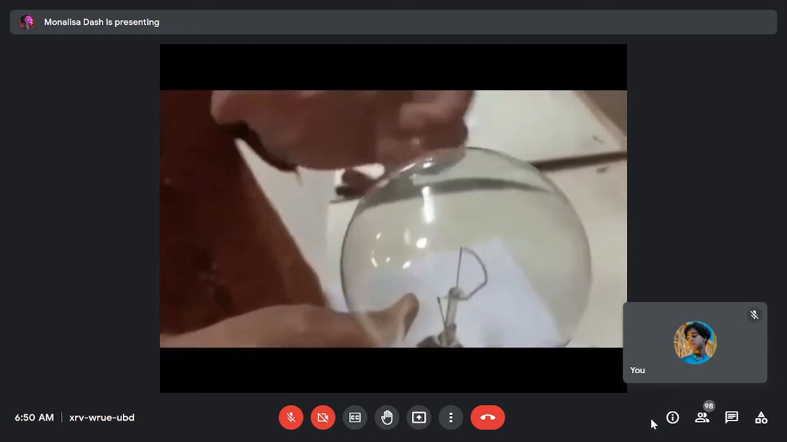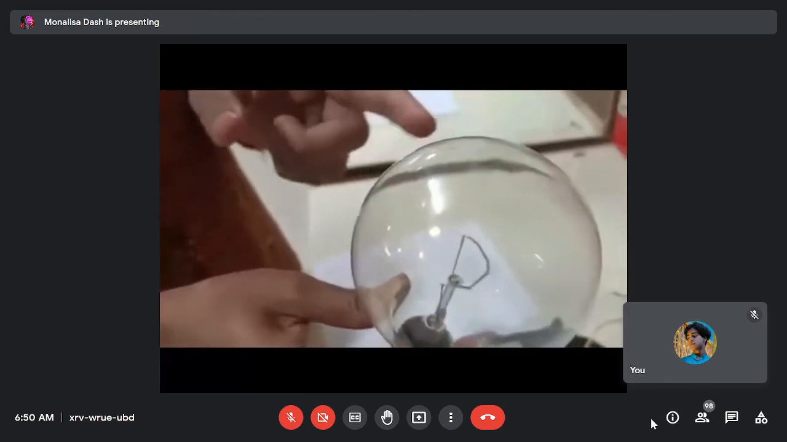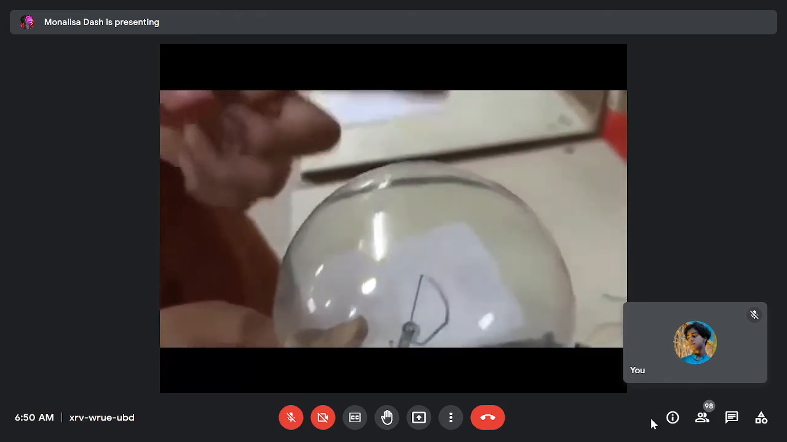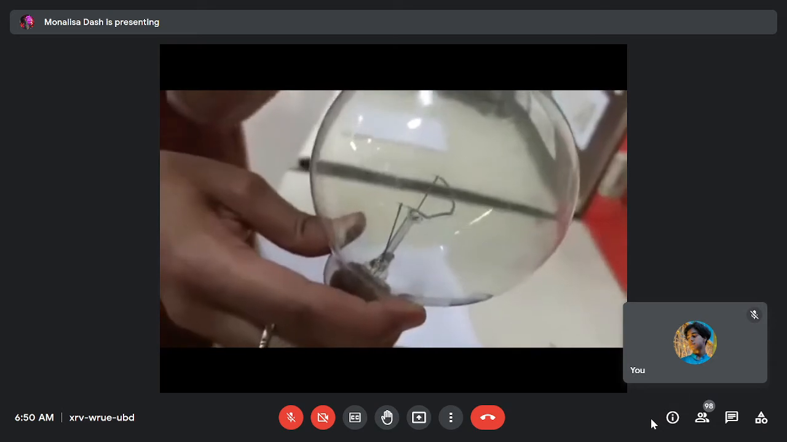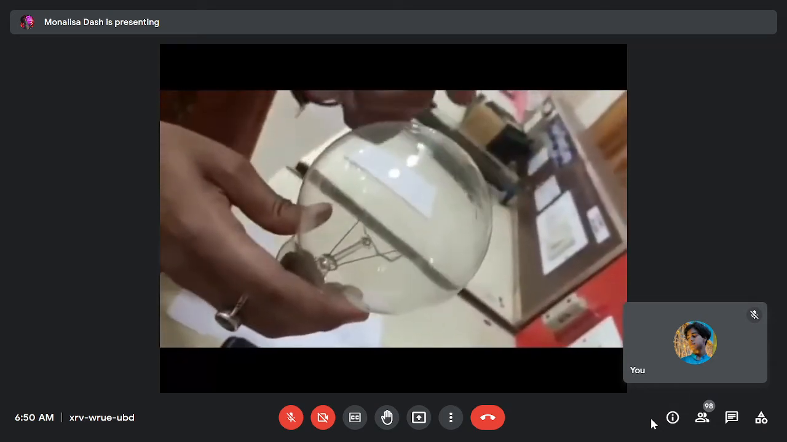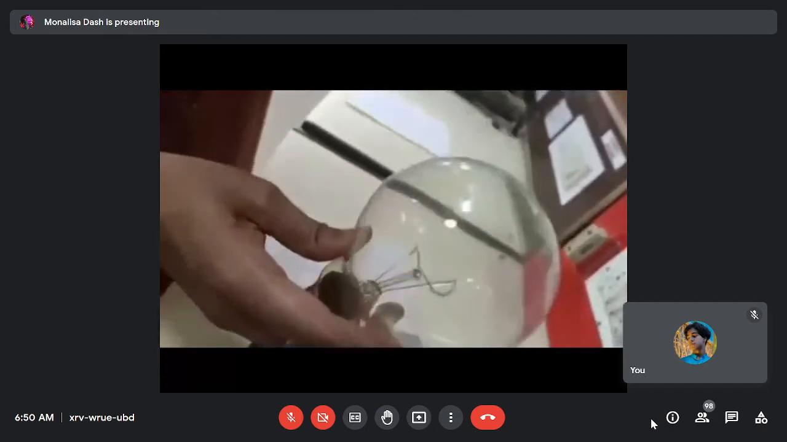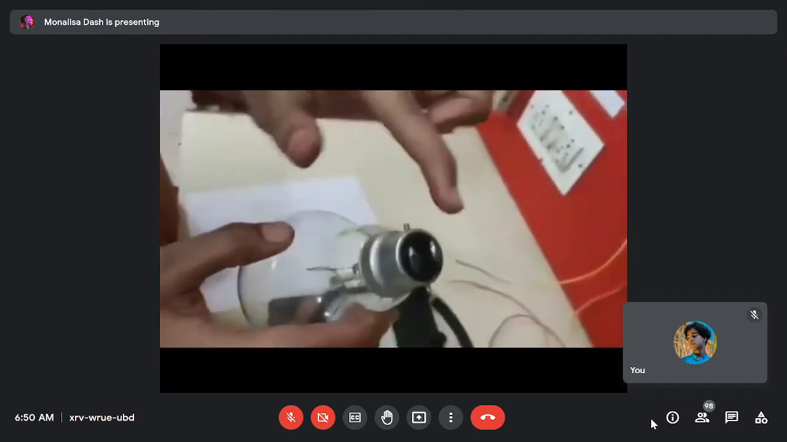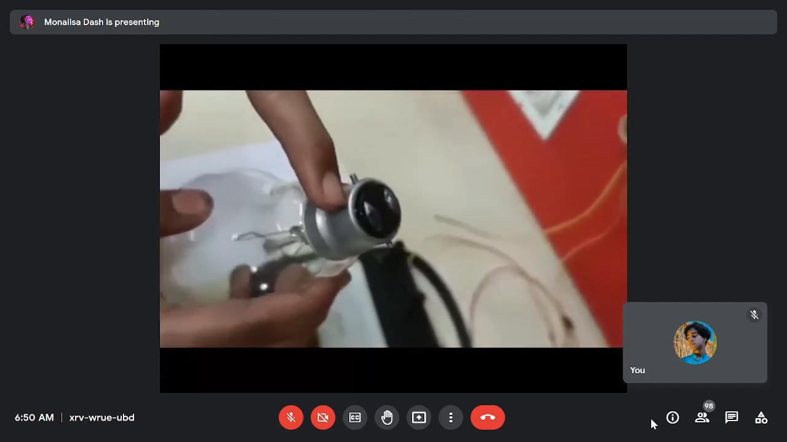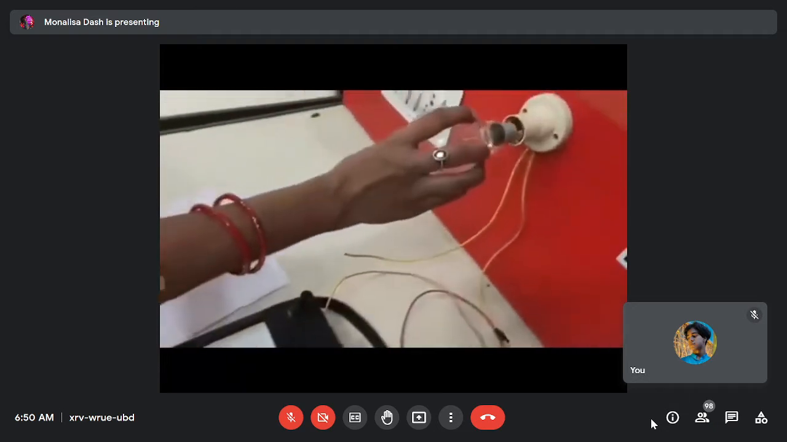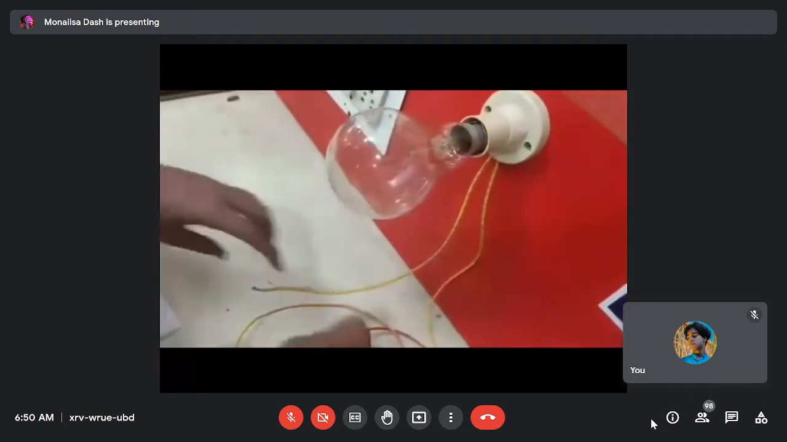This is a tungsten filament lamp. This filament is made up of tungsten material, and its rating is 200 watt and 230 volt. It has two terminals, terminal 1 and terminal 2. Now we connect this bulb to a holder.